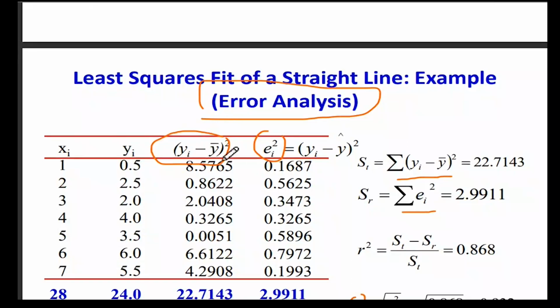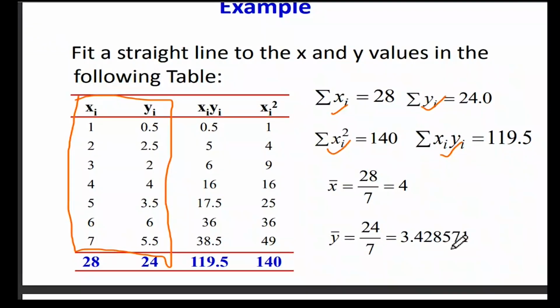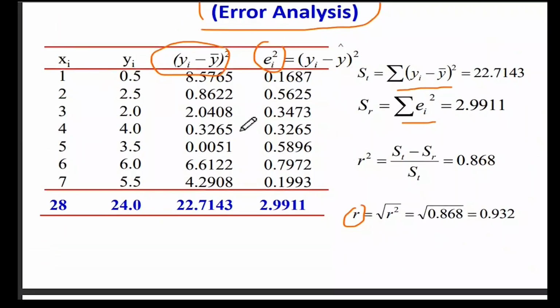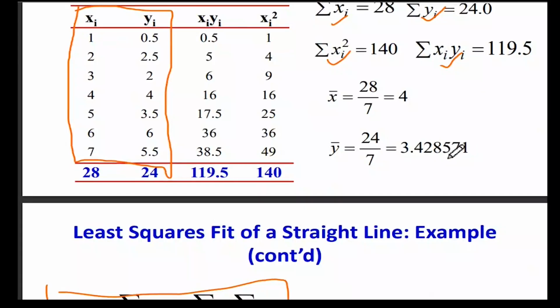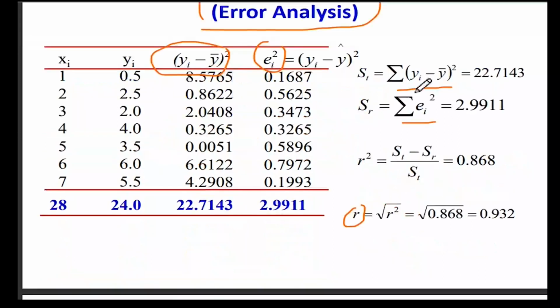So, how to get this value for ni? So, kita ambil nilai yi 0.5 minus mean value yang kita, arithmetic mean kita. So, arithmetic mean kita dapat kat sini kan. So, 3.428571. So, tolak lah. So, 0.5 minus 3.428571. Kita squarekan dia. So, kita dapat 8.5765. So, buat untuk setiap row. Untuk setiap nilai y. So, kita akan dapat this value. Last sekali kita akan nak cari sum kan. So, kita tambahkan semua 7 nilai yang ni. So, kita dapatlah 22.7143.